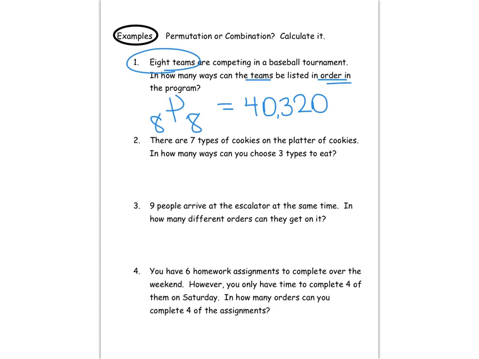Okay, the next one. There are 7 types of cookies on a platter, and how many ways can you choose 3 types to eat? Okay, so is that a first, second, and third situation, or is that just a group of 3 cookies? Since we're not ranking them, that's just a group of 3 cookies, so we would make that be a combination. The number we could pick from was 7, and the group size is 3 cookies, so 7C3. Type your 7, press the nCr, press the 3. 35.